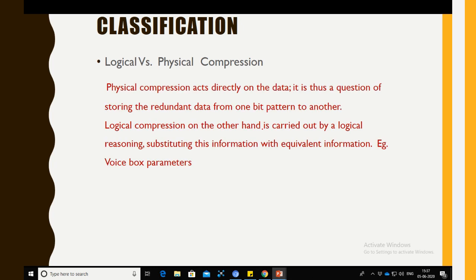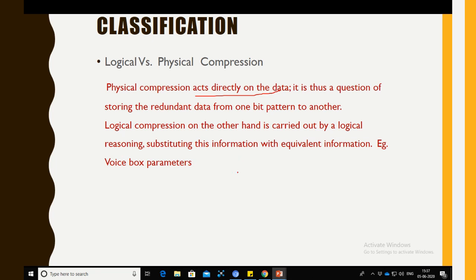Physical compression, we say, acts directly on the data. It is a question of storing the redundant data from one bit pattern to another. Logical compression is carried out by logical reasoning or by substituting this information with equivalent information. For example, voice box parameters. What do I mean by voice box parameters?